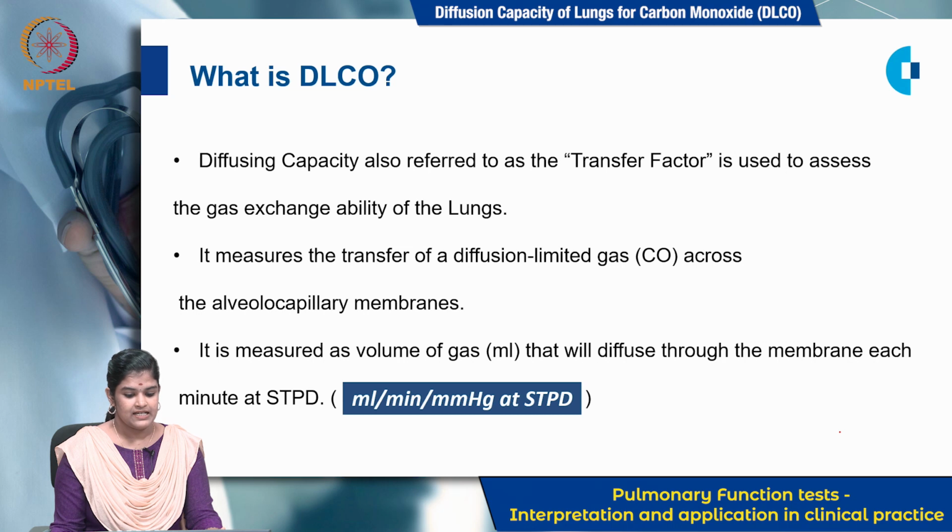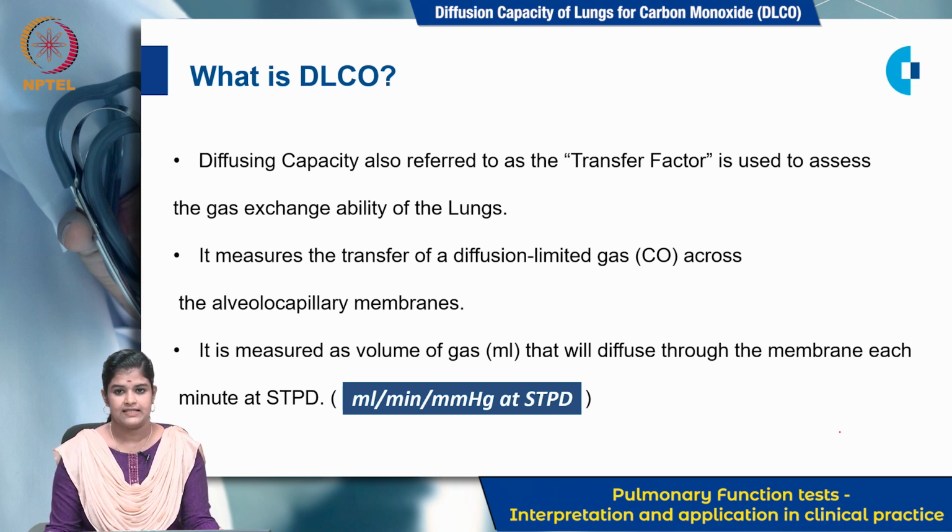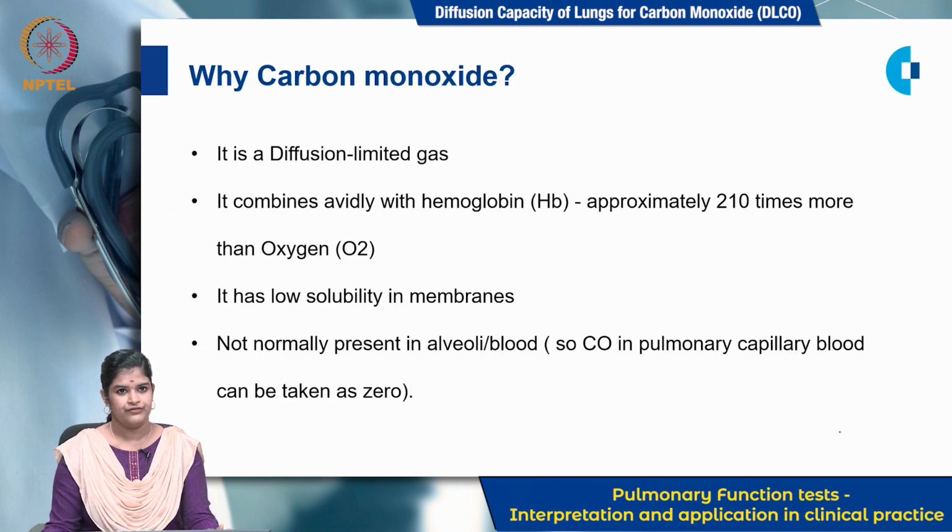Diffusing capacity, also referred to as the transfer factor, is used to assess the gas exchange ability of the lungs. It measures the transfer of a diffusion limited gas like carbon monoxide across the alveolar capillary membrane. It is measured as volume of gas in ml that will diffuse through the membrane each minute at standard temperature, pressure and dry conditions. So it is measured in ml per minute per millimeters of mercury at standard temperature, pressure and dry conditions.